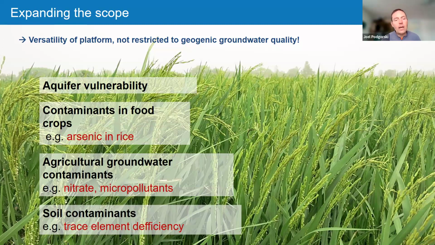So just as some examples of how else you can use this for topics other than groundwater contamination. We've also looked at contaminants in food like arsenic in rice, which is not such a big diversion from arsenic in groundwater, but it's still a pretty interesting topic. That's something that for us is still totally undeveloped at this point. This could also be used for nitrate or micropollutants, trace elements in soil, for example, too.